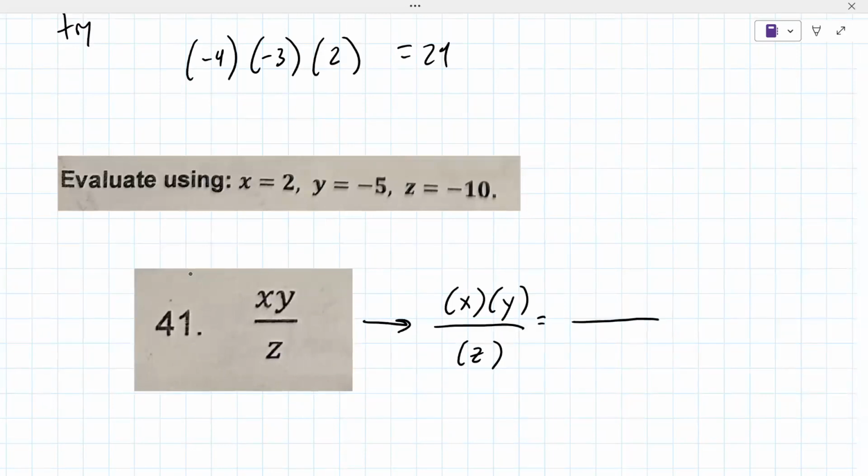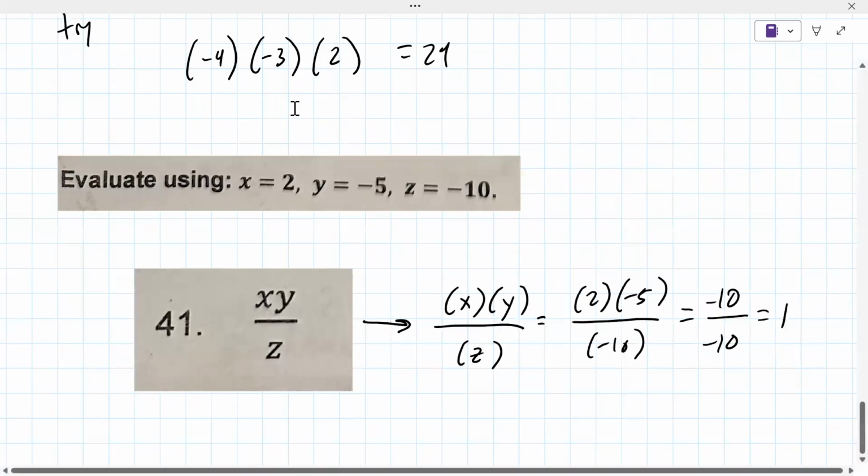So this would be negative 2 times 5, it will help with signs. Wouldn't it be just negative 10 over negative 10, which would be one whole? Yes. So I recommend you do that even when you don't think you need to. It will help you a ton.